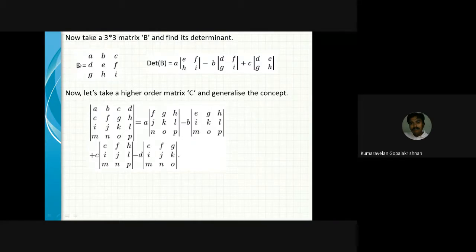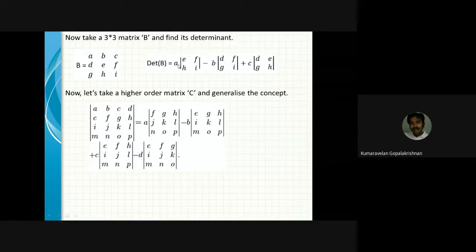How to find the determinant of B? That is A. Let us consider A. You have to leave the corresponding row and corresponding column of this element A of i comma j, that is 1 comma 1. The remaining values form a 2 by 2 square matrix. So it is A times the determinant of E F, H I.